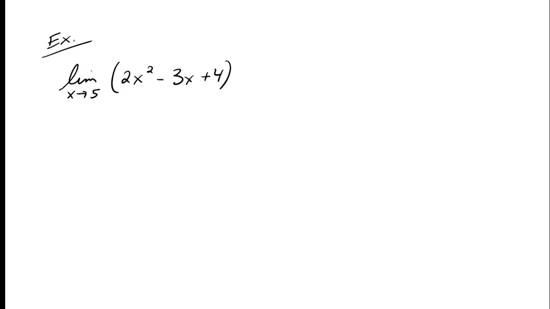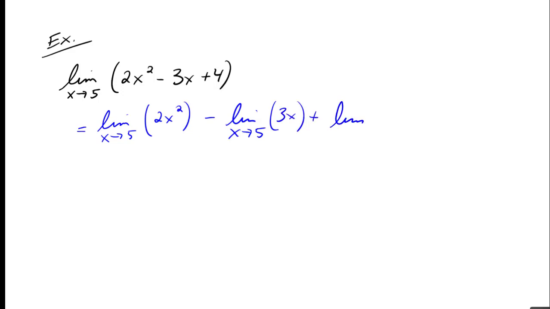Now that we have these limit laws, let's try and do an example to show how we could actually use them. So here we have the limit as x approaches 5 of 2x squared minus 3x plus 4. Well, the sum rule says that I could do this as the limit as x approaches 5 of 2x squared minus the limit as x approaches 5 of 3x plus the limit as x approaches 5 of 4.